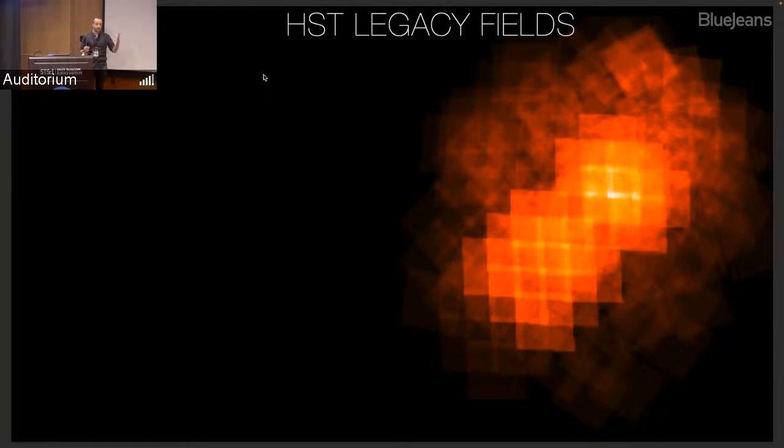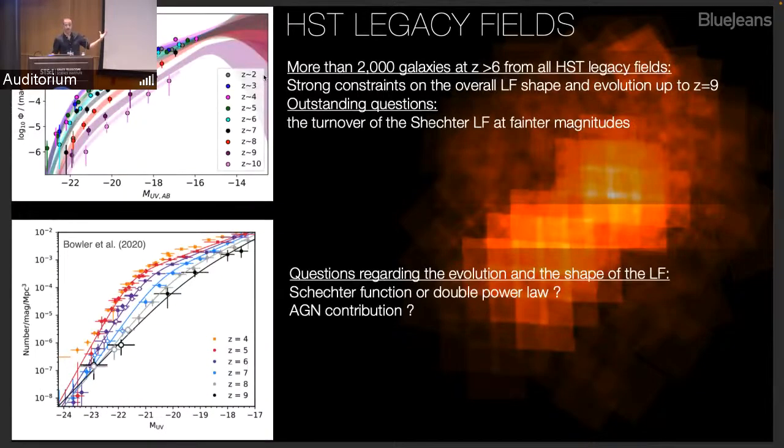So through decades of observations, the Hubble Space Telescope has accumulated a lot of deep observations in many fields on the sky. And from these legacy fields, we had more than 1,000, 2,000 galaxies identified at redshift higher than 6. And from these large samples of galaxies, we had good constraints on the overall shape of the luminosity function, the luminosity distribution of galaxies, and its evolution with redshift.